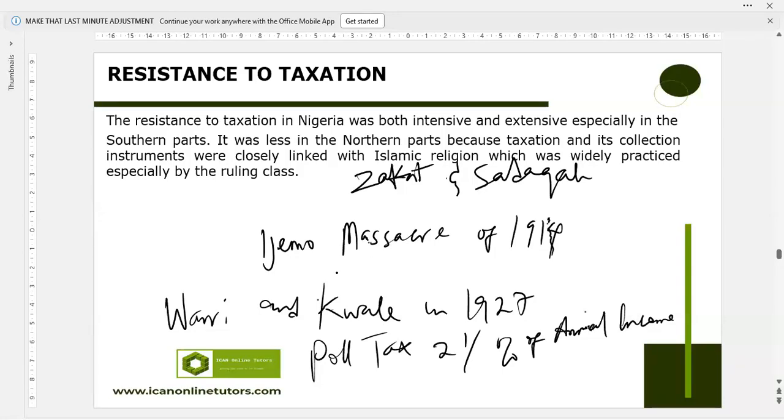The Aba women's riot was sparked off when a warrant chief, Okugo, started counting women, children, and animals in the village of Oloko, in Aba. So that's Abia State. Rumor quickly spread that women and children were soon to be assessed for tax, and this resulted in serious riots.